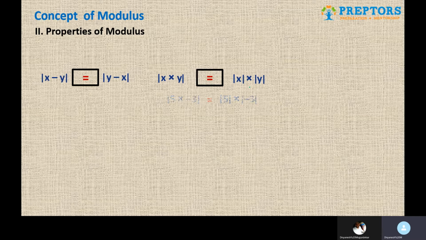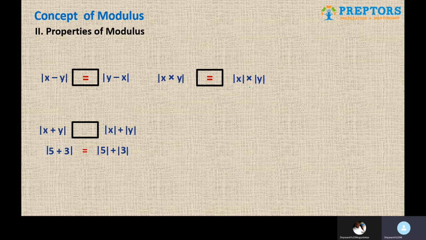The third and fourth ones are interesting. Mod of x plus y is dash mod x plus mod y. If you take positive numbers, you will get equal, but if you take negative, something different will happen. In the positive case, they are equal, that's okay. But if you take the negative one, on the left side it becomes 2 and mod of 2 is 2. But on the right side, mod of 5 is 5 and mod of minus 3 is 3, and 5 plus 3, you get 8. That means the right side is greater than the left side.